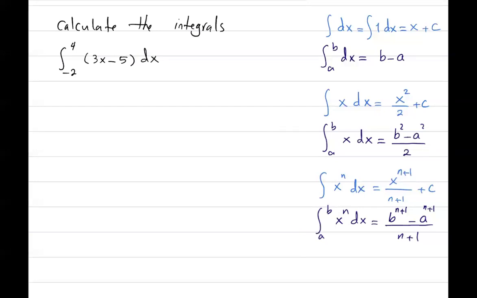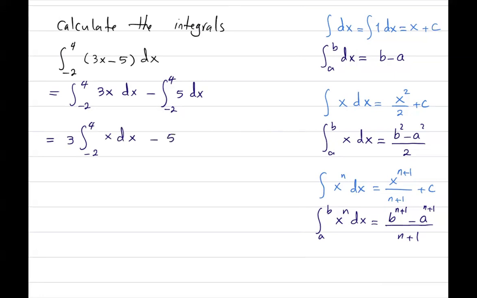So in calculating this integral, you can divide it into two separate integrals. You can write it as the integral from -2 to 4 of 3x dx minus the integral of 5 dx, and x ranges between -2 to 4. For the first integral, this can be written as 3 times the integral -2 to 4 of x dx minus 5 times the integral of dx, x ranges between -2 to 4.